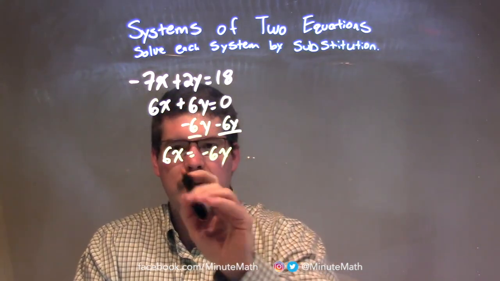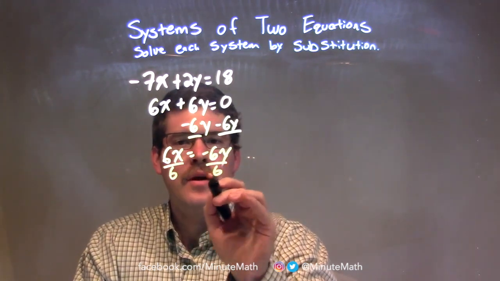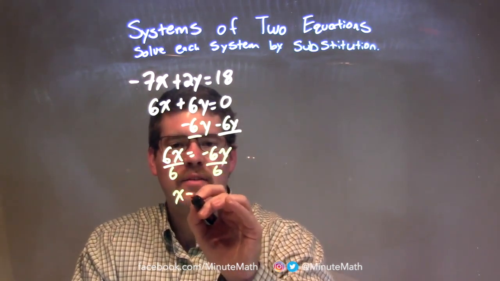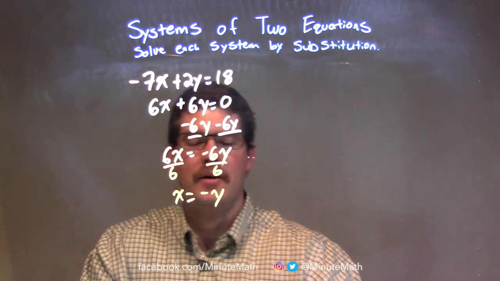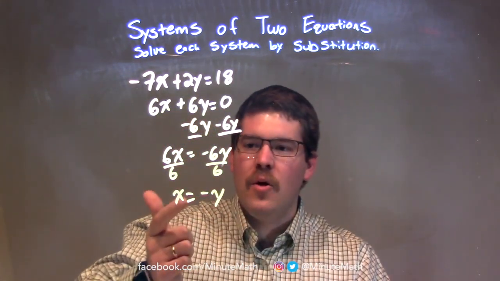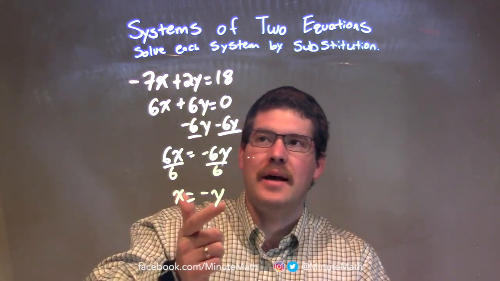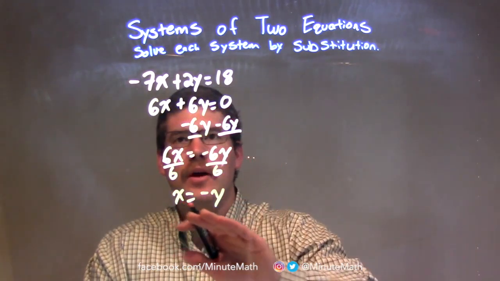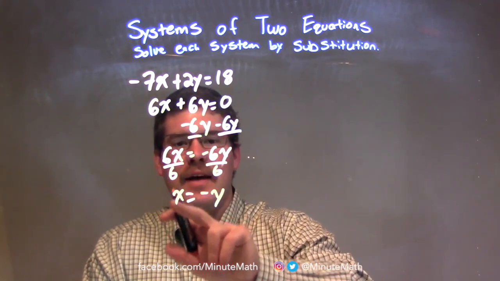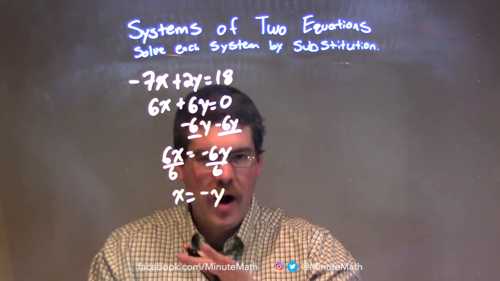Be careful with this. Take your time. Divided by 6 to both sides gives me x by itself. And negative 6 divided by 6 is a negative 1. So we have a negative y here. And this is where it becomes tricky. We know that x is equal to a negative y. Okay? So we're going to go to our first equation and we're going to plug that in. So instead of x, we're going to put a negative y in.